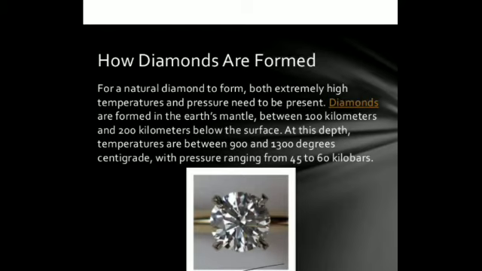So when all the carbon that is present under the earth is exposed to high temperature and pressure, it changes into diamond. The temperatures are very high, between 900 and 1300 degrees, with pressure ranging from 45 to 60 kilobars, extreme pressures. Is that clear? And we also know that the weight and quality of diamond are measured in carats.